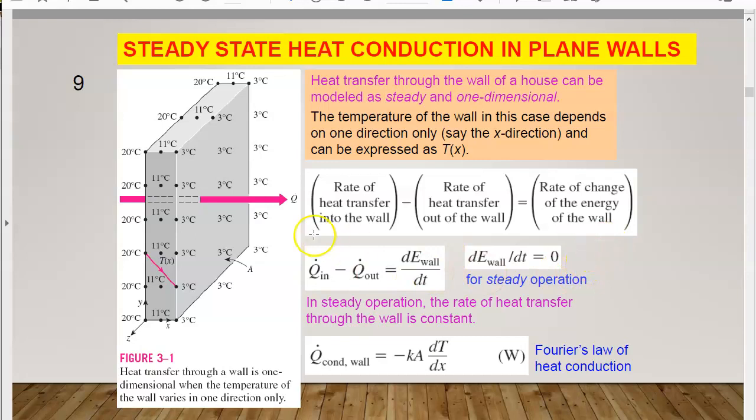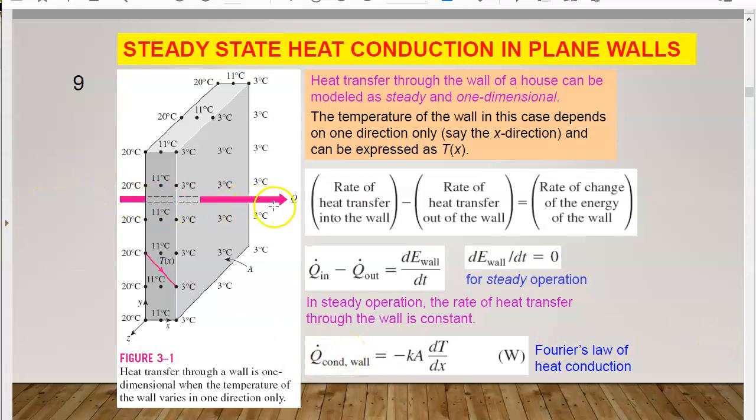Basically, if you look here, the rate of heat transfer into the wall minus the heat transfer out from the wall is equal to the rate of change of energy of the wall. So Q in minus Q out is equal to dE wall over dt. E wall means energy, the rate of transfer of energy over dt. The best thing is you just remember this one, Fourier's law of heat conduction.